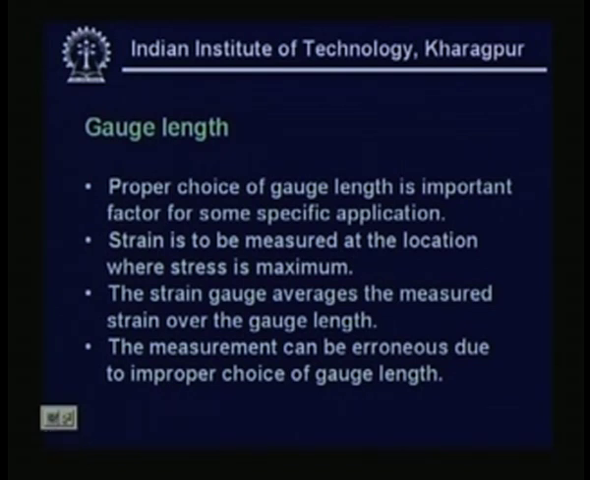Now, the proper choice of the gauge length is an important factor for some specific applications. Strain is to be measured at the location where stress is maximum, and the strain gauge averages this measured strain over the gauge length, and the measurement can be erroneous due to an improper choice of gauge length, right. So, gauge length is very important.